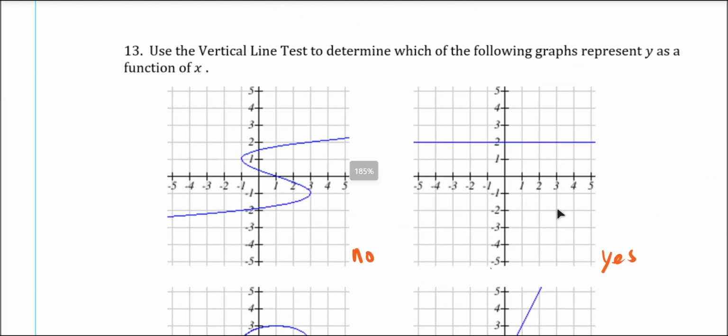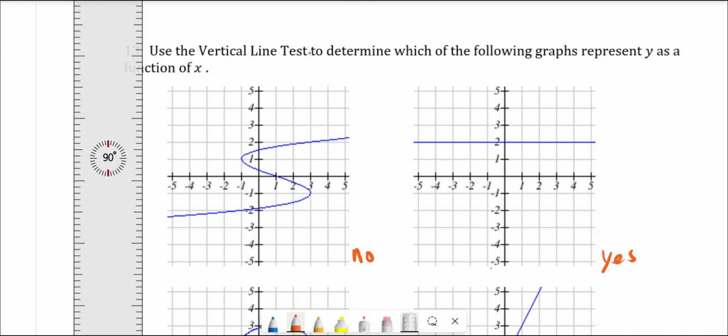Okay, here we're going to get into something I alluded to before about the vertical line test. Recall that we said a relation is a function if it gives me one value back for each value in the domain.